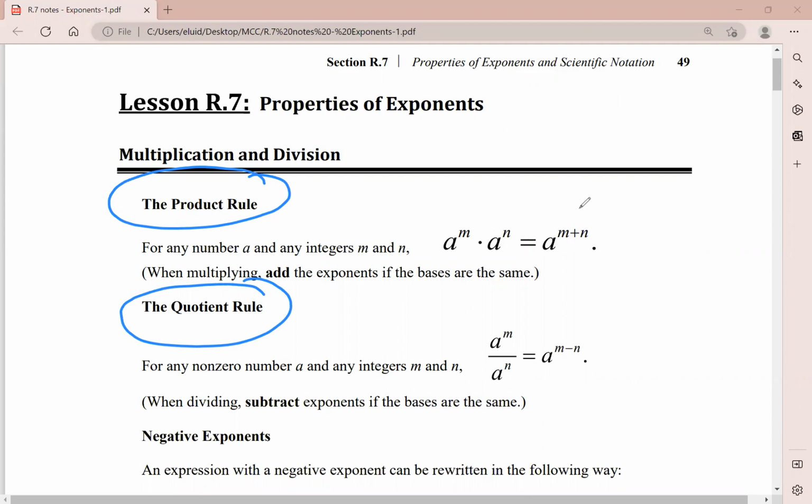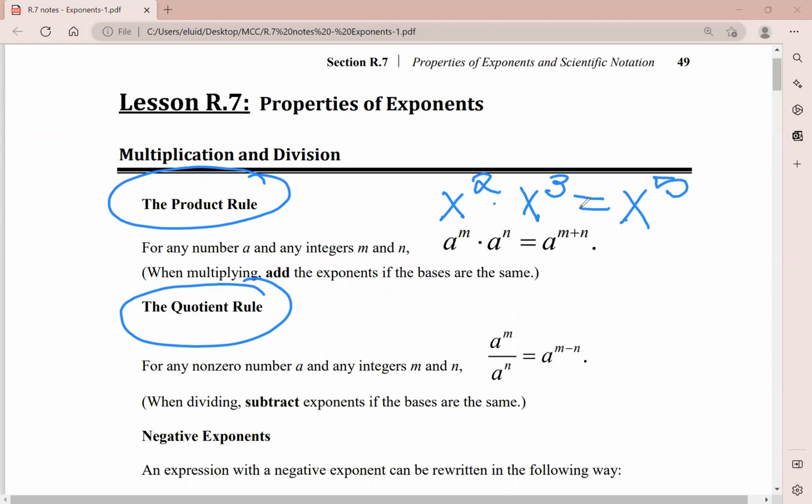So a quick example of this would be if you have x to the power of 2 times x to the power of 3, the answer would be x to the power of 5. So you would add those exponents, 2 plus 3 equals 5. That's the product rule. Quotient rule is kind of the opposite.